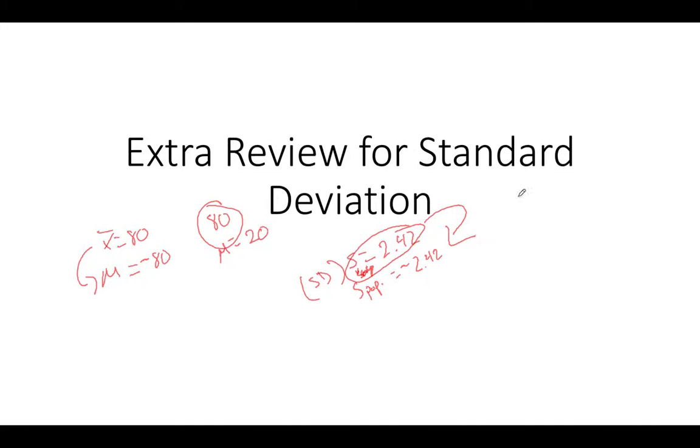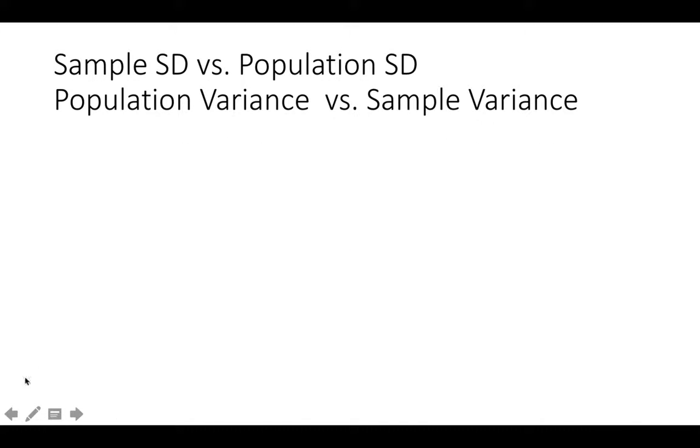Now, do realize that there is a difference in the way that we actually calculate standard deviation for the sample versus the population, and that's what I want to talk about in this couple of minutes here. The formula for standard deviation is calculated as the following. We're going to have the sum of our squared deviations, and we're going to divide by n minus 1, and we're going to take the square root of that. Right? That's standard deviation.